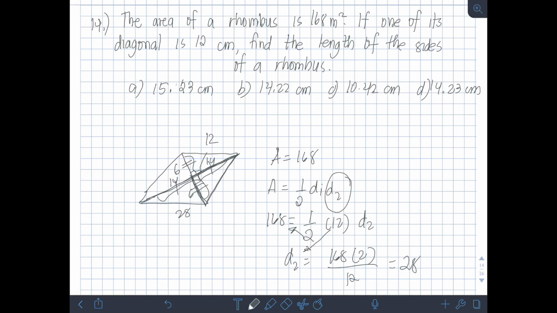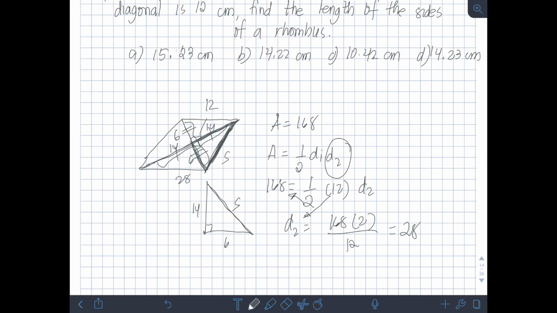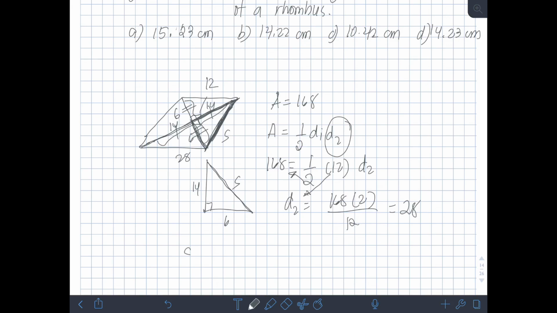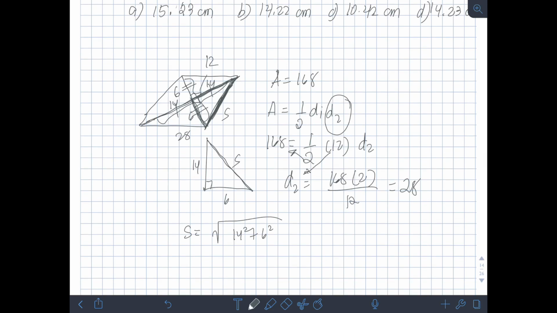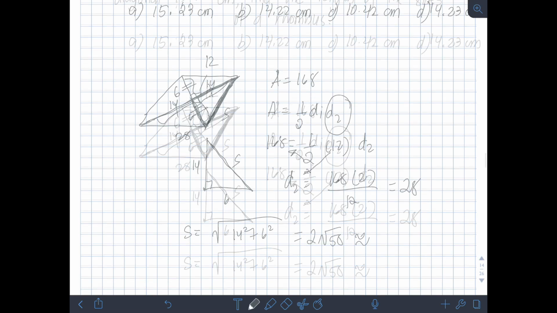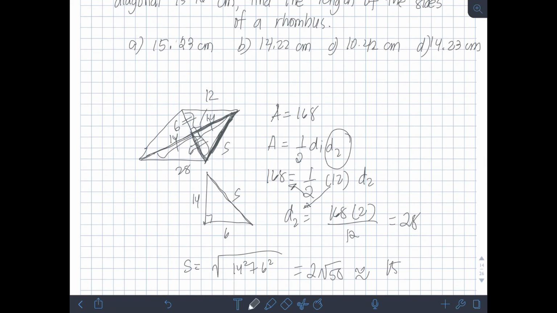So, parang meron tayong right triangle na ito. So, ito yon, 14, tapos 6. Tapos, ito yung side nung rhombus. Let's say S. Yung hypotenuse. So, masasolve na natin yung hypotenuse. Pythagorean. So, S is equal to square root of 14 square plus 6 square. So, using calculator, we have S is equal to 2 square root of 58 or approximately 15.23. So, therefore, the answer is letter A.